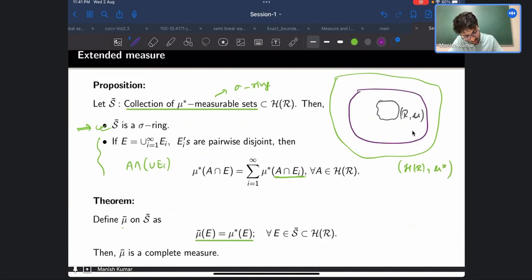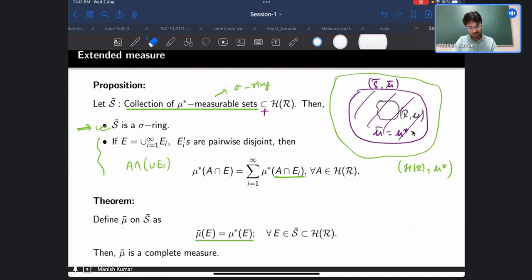You will see later on that not all H of R functions can be mu star measurable. So this means that there will be some gap between these two things. So this is S bar, and with this S bar, mu bar comes up. In this region mu bar is equal to mu star. This is how we construct the measure. Mu was the pre-measure, which was given to us, and from there we constructed mu bar. That was the whole story about measure for the first week, which you have seen.